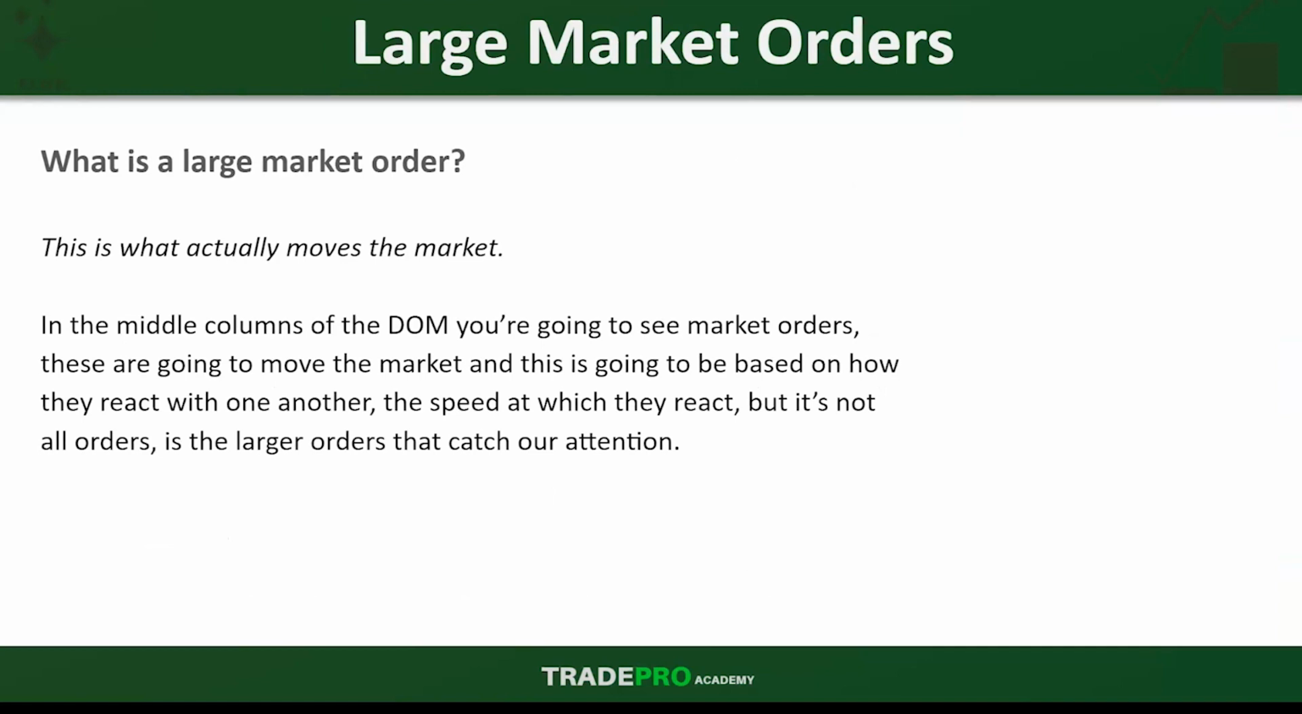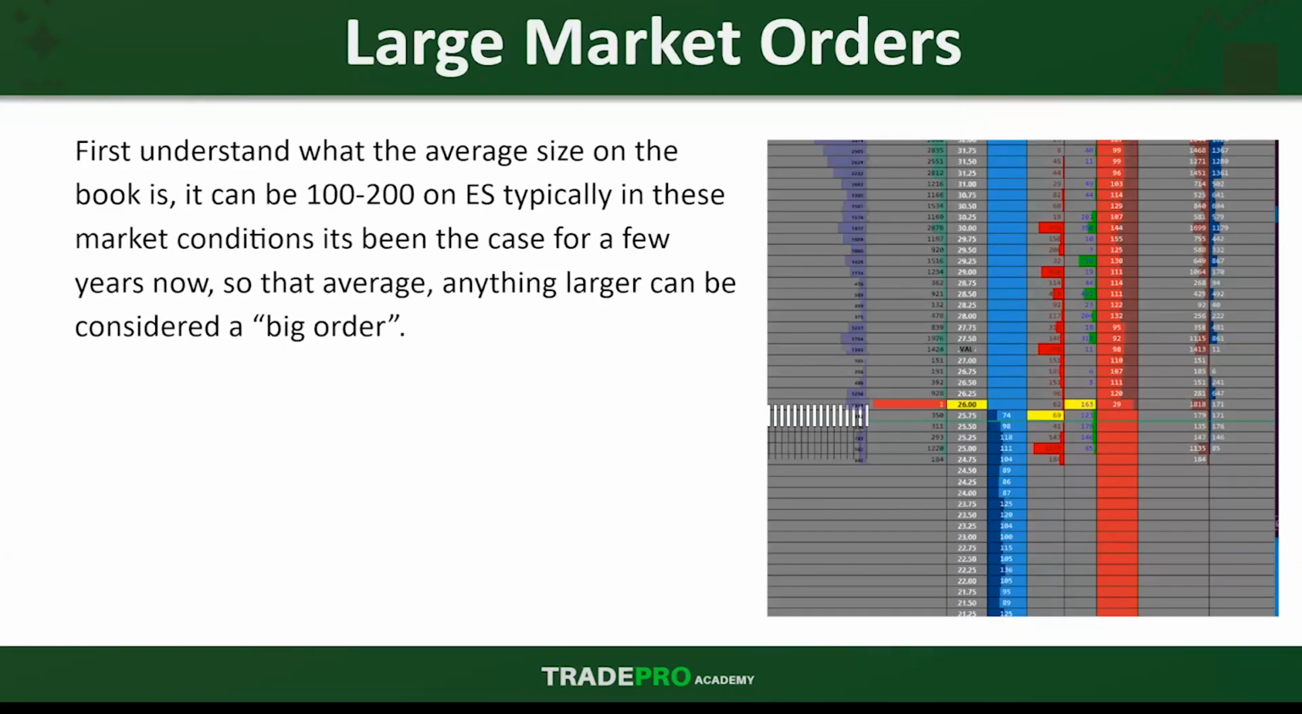And it's not all orders, right? It's the large orders that grab our attention. We have to understand what average size on the book is. On the ES, in these middle columns, average size can be around like 100 to 200, especially in these market conditions. So that means anything that's higher than about 150, 200 would catch our eye.